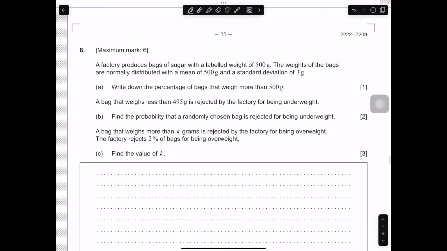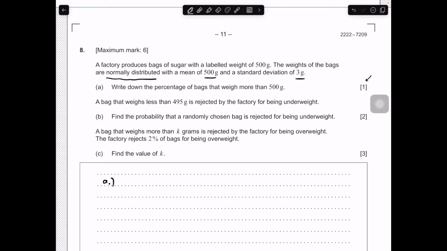All right. Question 8. A factory produces bags of sugar with a labeled weight of 500 grams. The weights of the bags are normally distributed with a mean of 500 grams and a standard deviation of 3 grams. So already we kind of know we're in the realm of normal distribution. Write down the percentage of the bags that weigh more than 500 grams. So 1 mark question here.